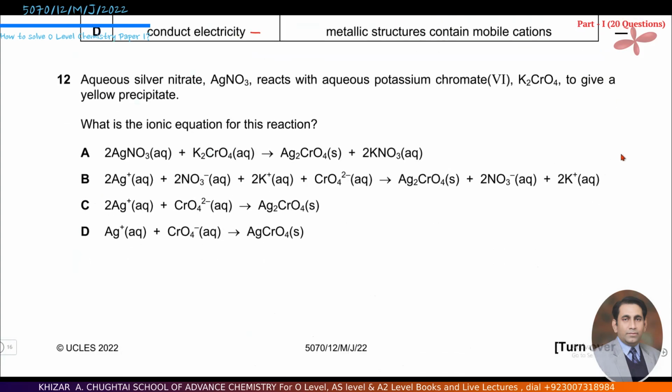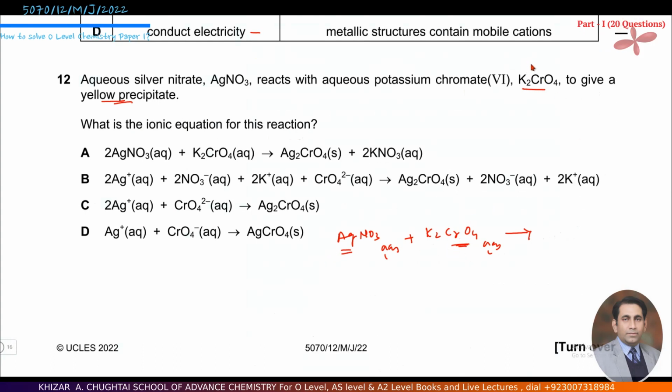Next question, question number 12. Aqueous silver nitrate reacts with aqueous potassium chromate to give a yellow precipitate. What is the ionic equation for this reaction? Let's see. AgNO3 aqueous plus K2CrO4 aqueous goes to make a yellow precipitate, and the yellow precipitate is because of silver positive ion and CrO4 negative ion.